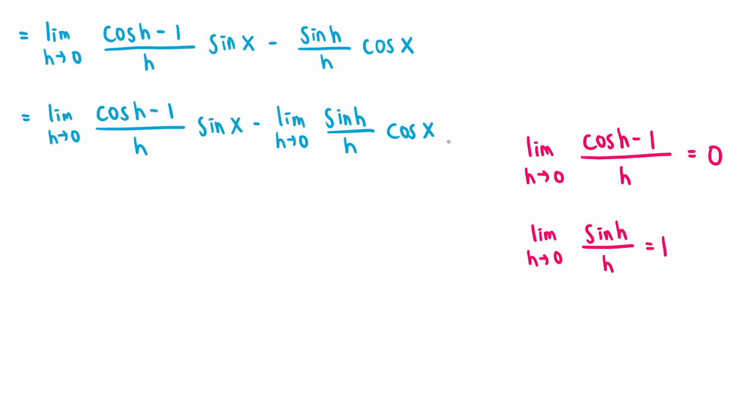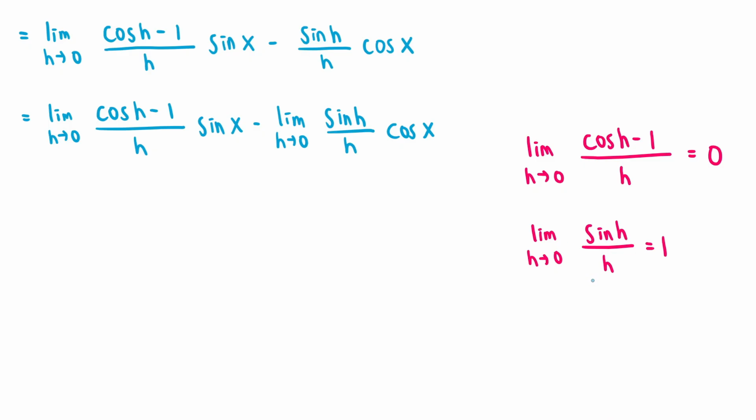We can use the limit law for sums to rewrite the single limit as the limit as h approaches 0 of cosine h minus 1 over h times sine of x plus the limit as h approaches 0 of sine of h over h times cosine of x, because each of the individual limits in the sum exist. We know they both exist because sine of x and cosine of x can be treated as constants since the limit is with respect to h, and sine of x and cosine of x are in terms of x, and the limits of cosine h minus 1 over h and sine of h over h as h approaches 0 both exist as well.